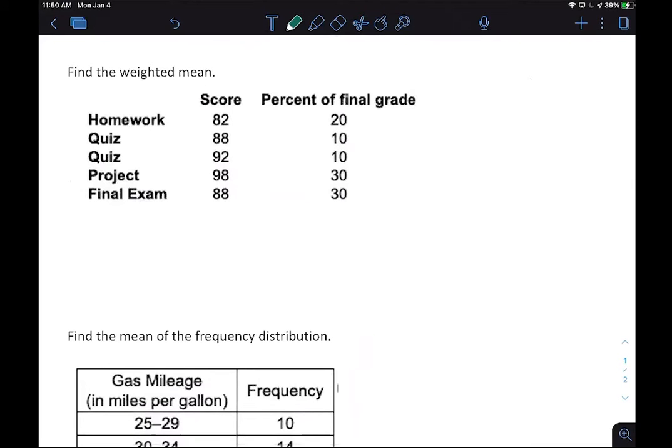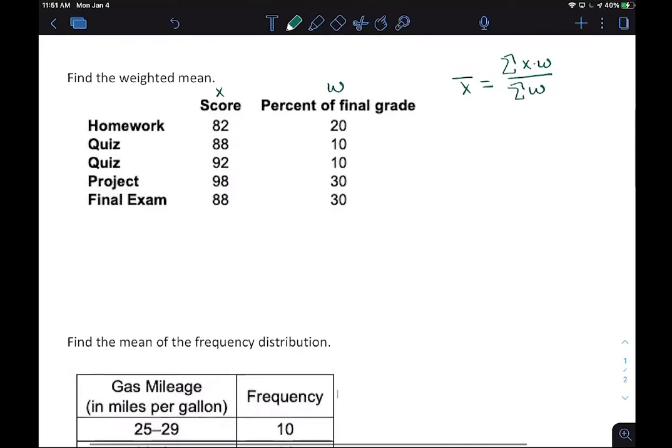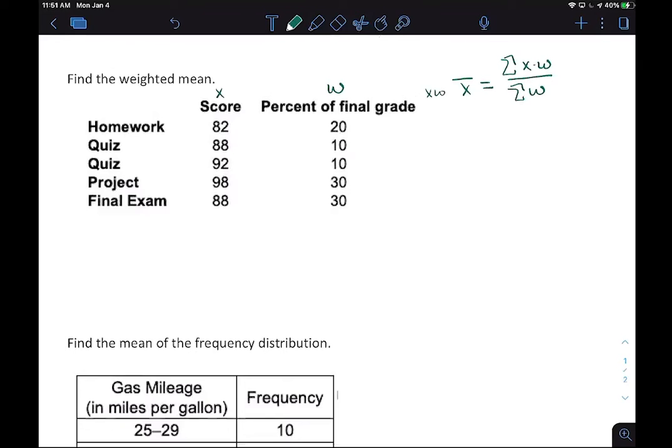So here, this is like a grade book. We have homework, 2 quiz categories, a project, and a final exam. Remember, we're going to take our X and our weight, and to find this mean, our formula is the summation of X times W divided by the summation of W. So I'm going to create another column here, and we're just going to multiply straight across. I'm going to leave the percent as whole numbers versus changing them to decimals.